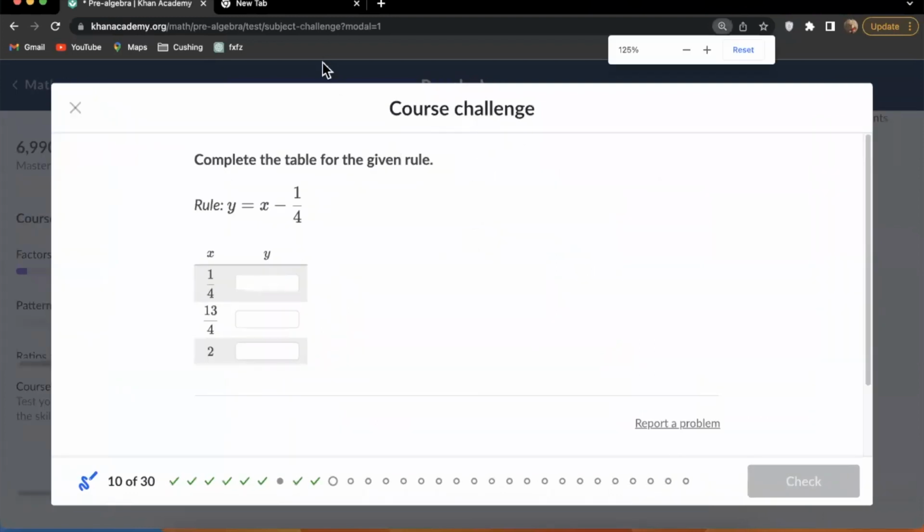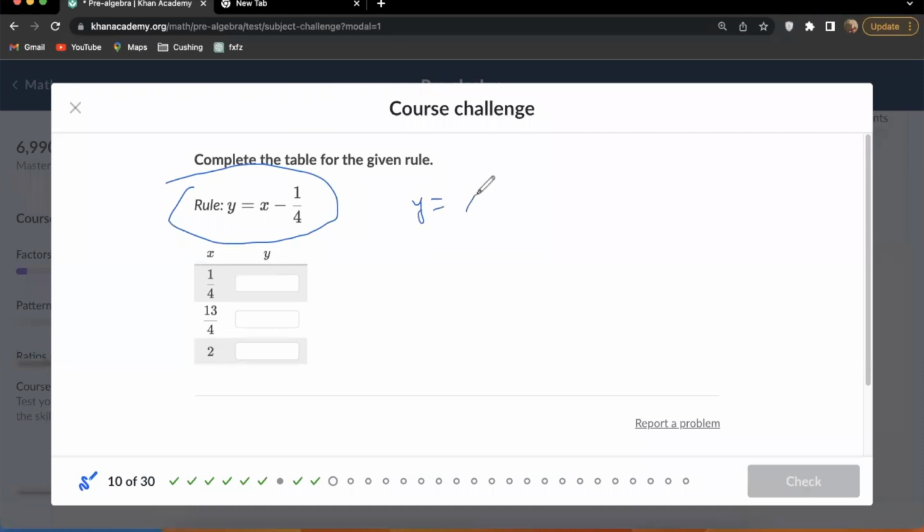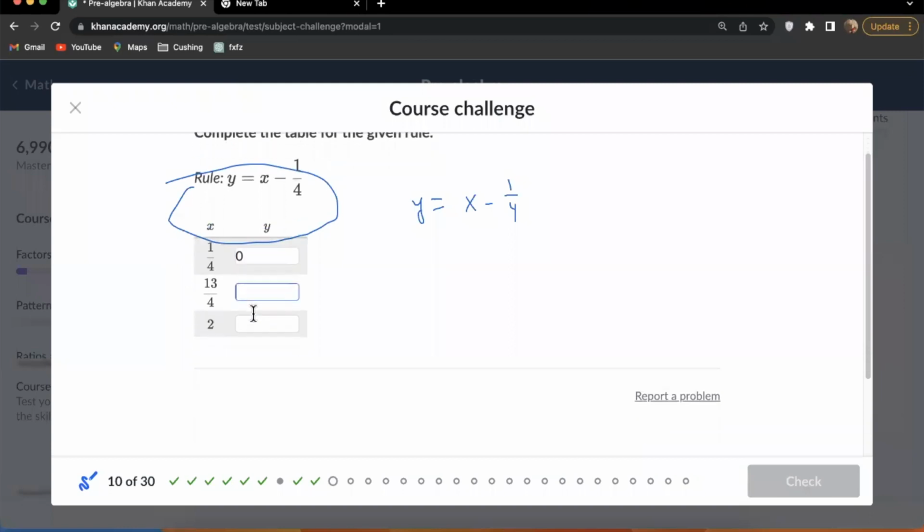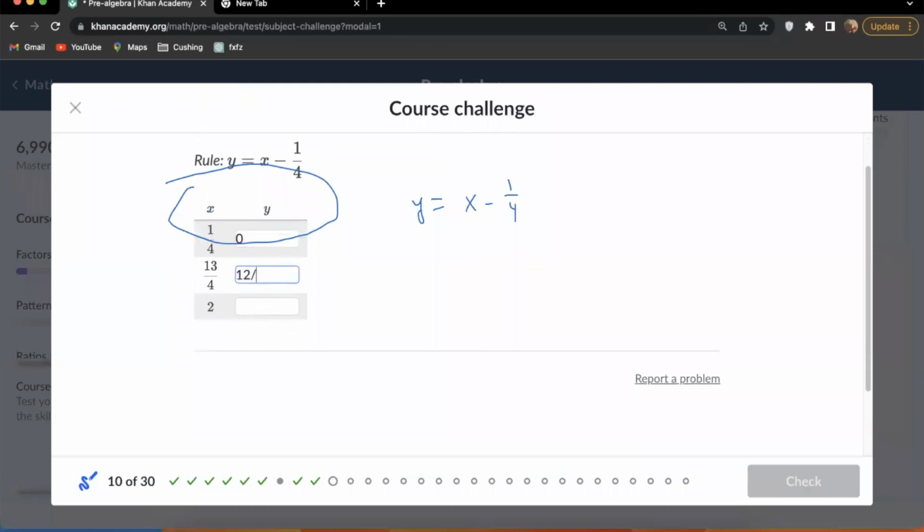All right, nice. So this is a nice little function. It gives us a rule for a function, and it's basically saying, you know all your x's, just tell us your y's. Well, I know that y equals x minus 1/4. So all I need to do to figure out y is take x and subtract 1/4. Well, 1/4 minus 1/4 is 0. 13/4 minus 1/4 is just 12/4.